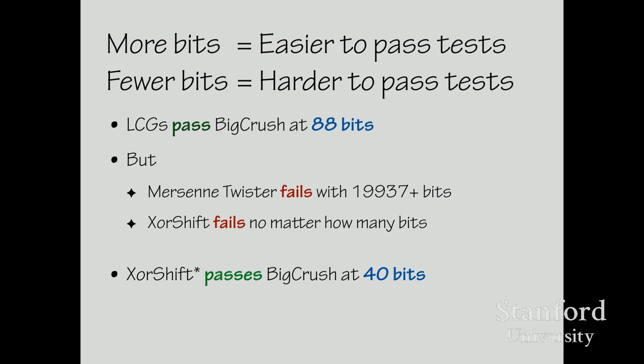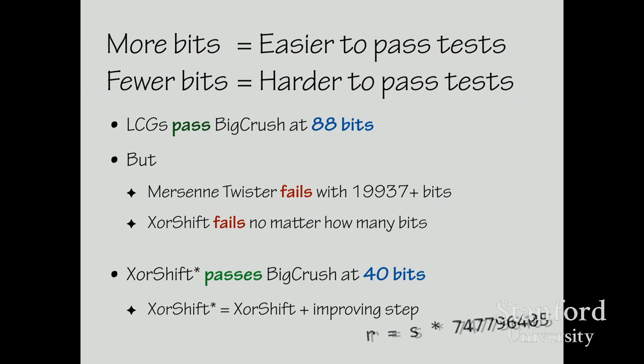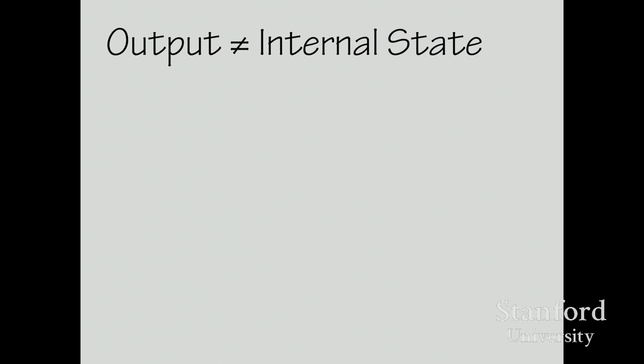And you might say, well, you don't even necessarily know what XOR shift is, but what's XOR shift star? Well, it's just XOR shift plus an improving step. So we're doing something to make it better, and what is this improving step? Well, crazily enough, we take the internal state and multiply it by a number. That's the improving step that XOR shift star does. It's taking the trick of a linear congruential generator and applying that trick to get the job done. The state is still this shift register thing, but to get the output, it's doing this extra step.